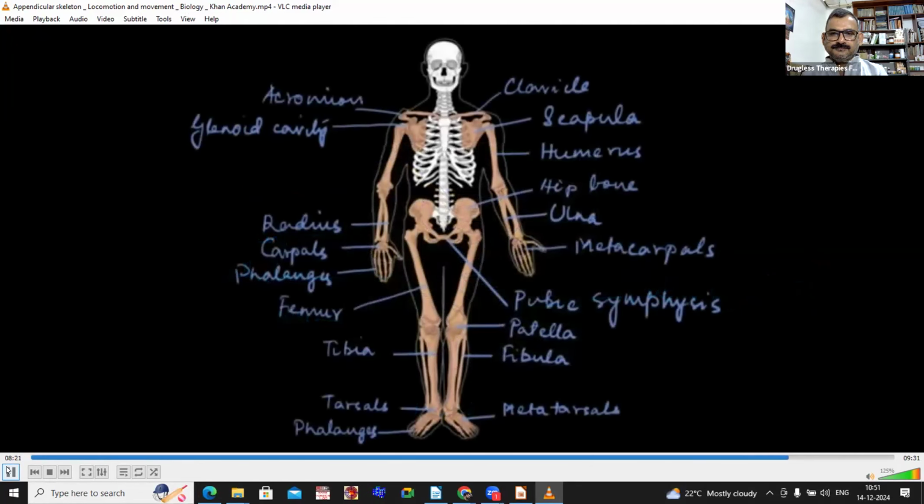To summarize, the appendicular skeleton consists of the arm bones, the leg bones, the pectoral girdle, and the pelvic girdle. The pectoral girdle has the collarbone or the clavicle, and the scapula.